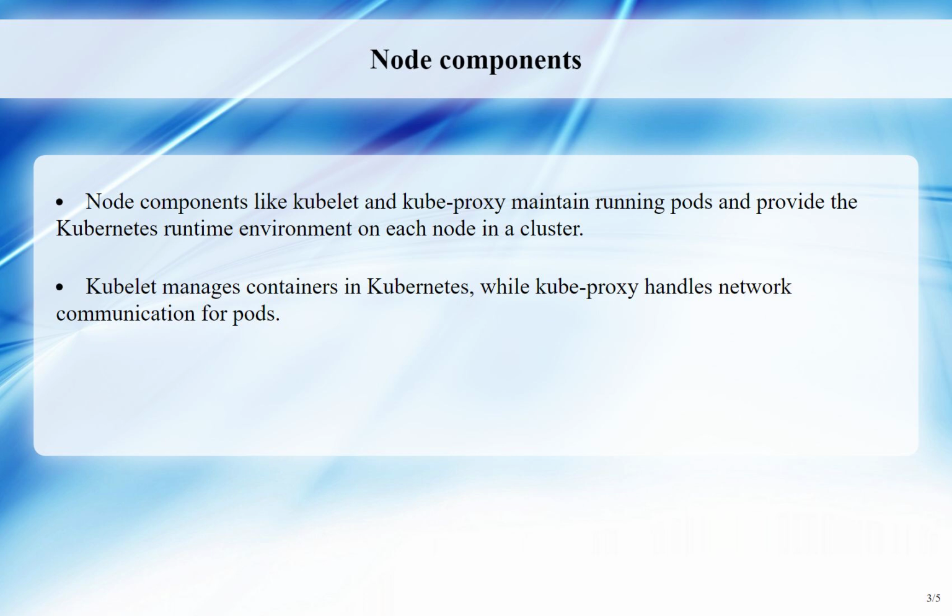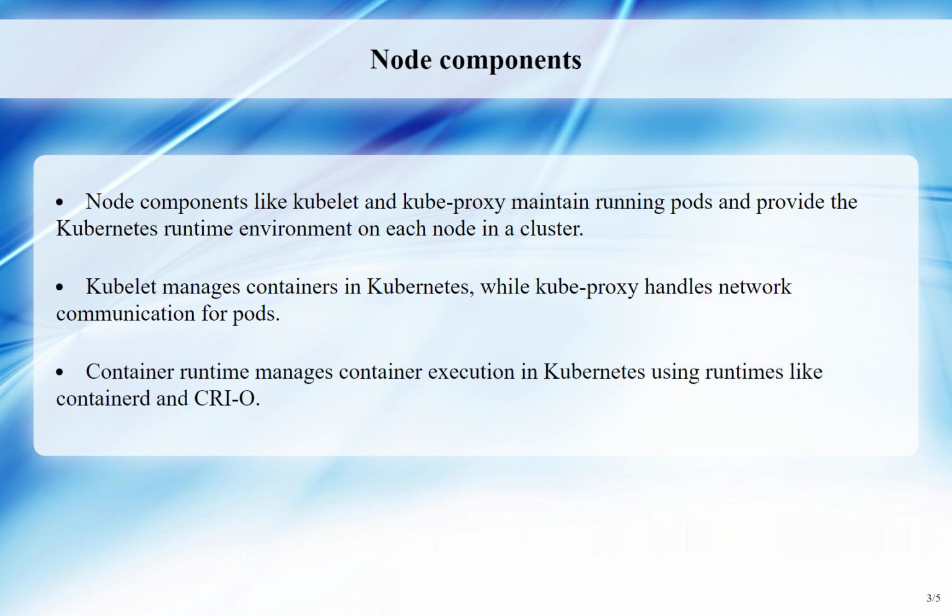On the other hand, kube-proxy is a network proxy that implements part of the Kubernetes service concept, maintaining network rules on nodes to allow network communication to pods from both inside and outside the cluster. Container runtime is another crucial component that manages the execution and lifecycle of containers within Kubernetes, supporting runtimes such as Containerd, CRI-O, and any other implementation of the Kubernetes CRI.